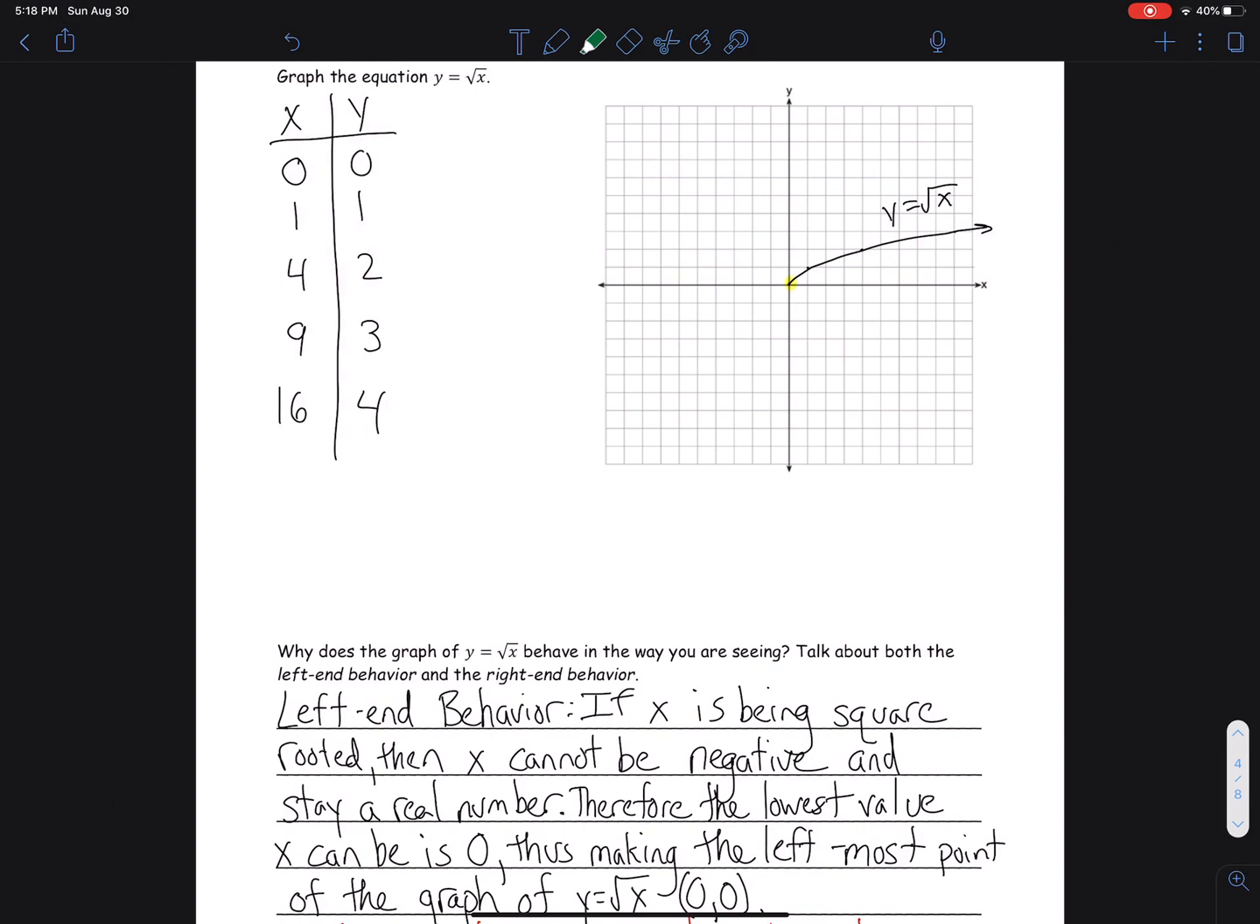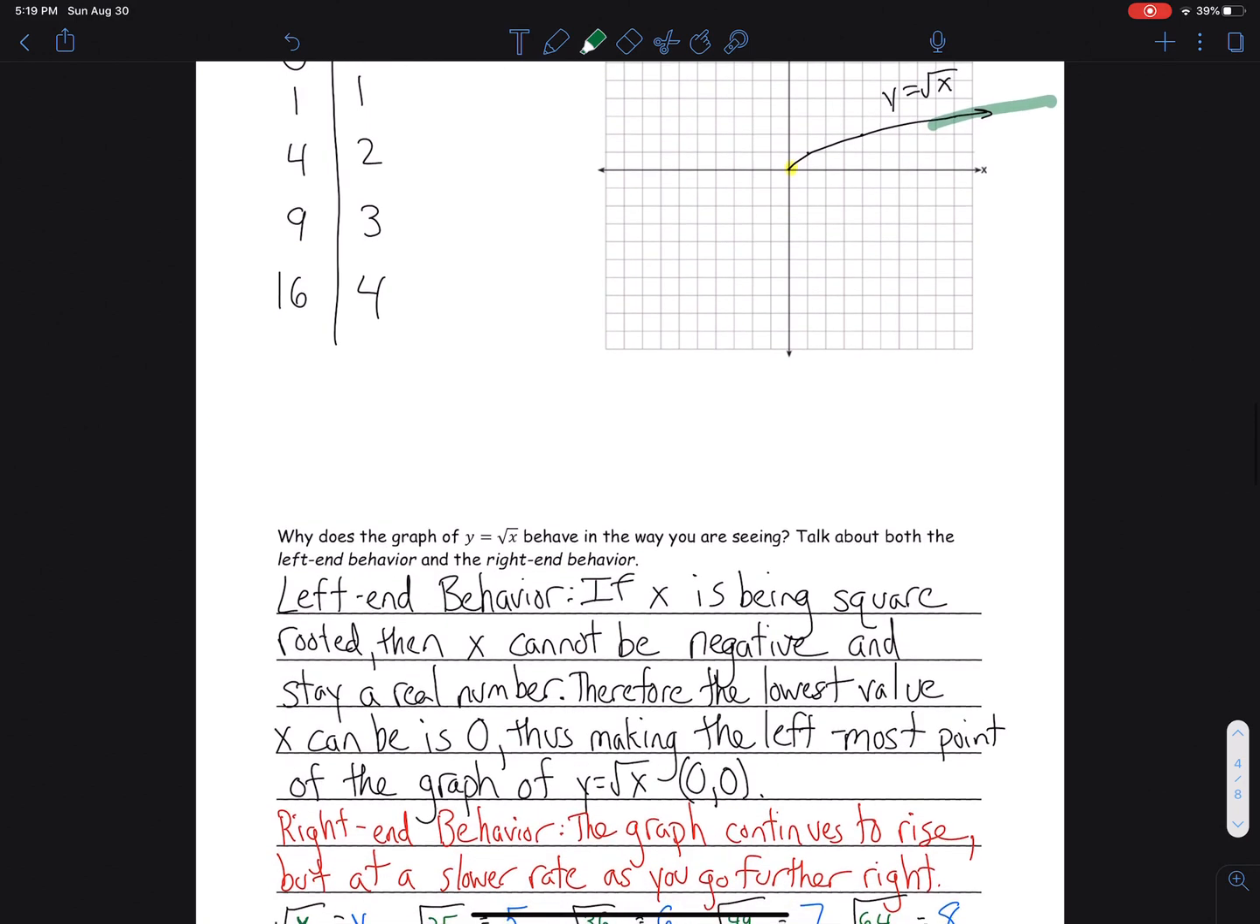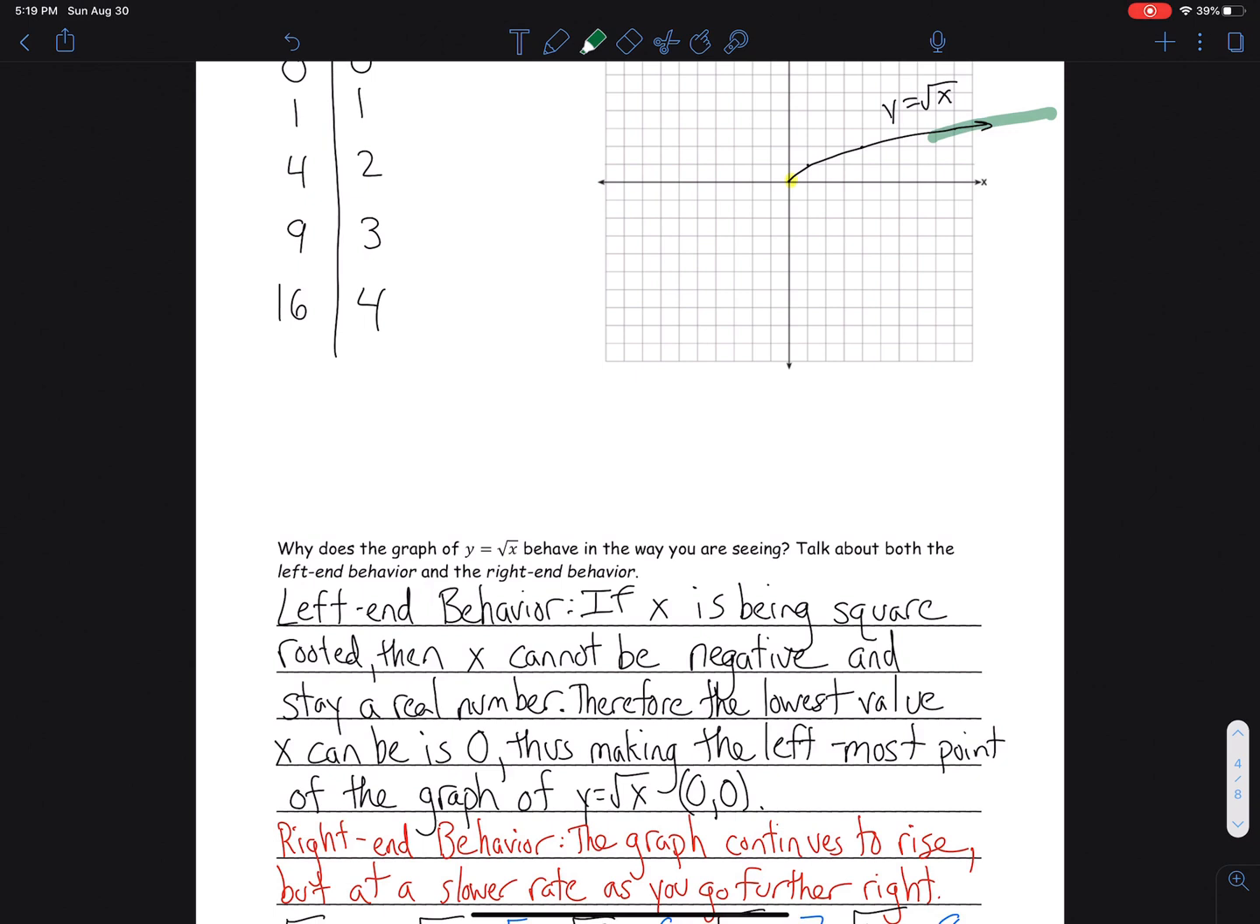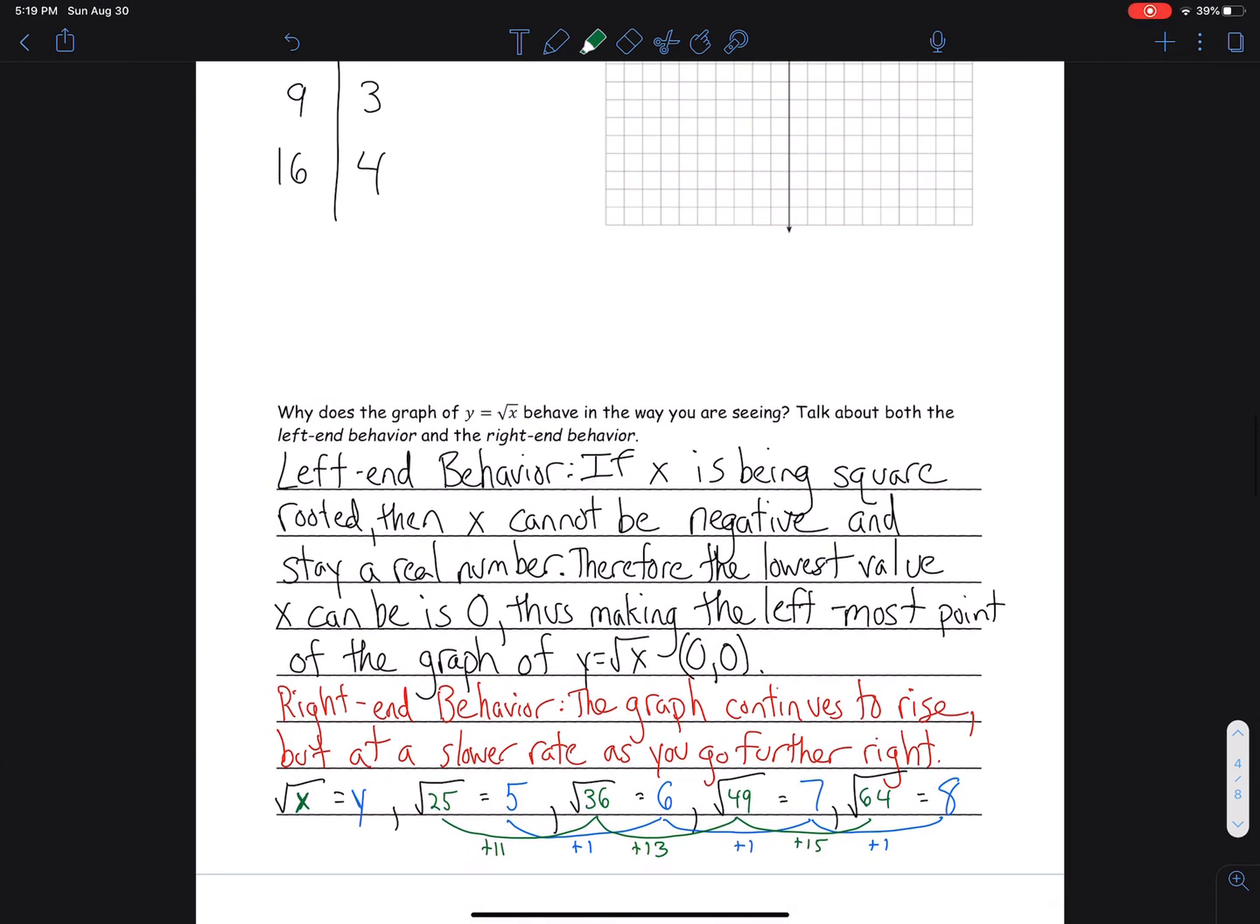Let's look at the right end behavior. The right end behavior keeps on going up and up with the arrow, but it's going up a little bit less as we go farther right. As the graph continues to rise, it continues to rise, but at a slower rate as you go further right. And here's an example. It's y equals the square root of x, but as x gets larger, radical 25 is 5, and then you go up 11 for the x to get to 6, and then you go up 13. So we're going up more and more in the x every single time, only to consistently go up 1 in the y direction. So we're going up at a slower pace as we go further right, but it's going to continue to rise and approach infinity.